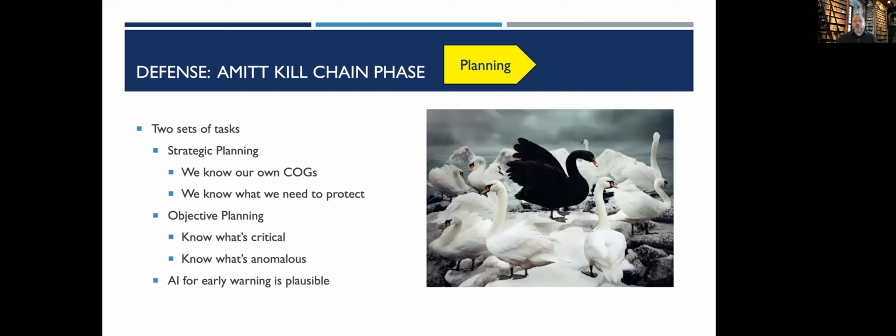We can start to look for that black swan amongst the flock of white swans. The challenge here is that there are far more devices on the internet than there are people on the planet, and the amount of information is just immense, even for an AI. And so there is a chance that we are going to miss an indicator of something that's anomalous. But certainly using an AI for early warning detection has worked well in cyber defense, and it certainly can work well here for misinformation.